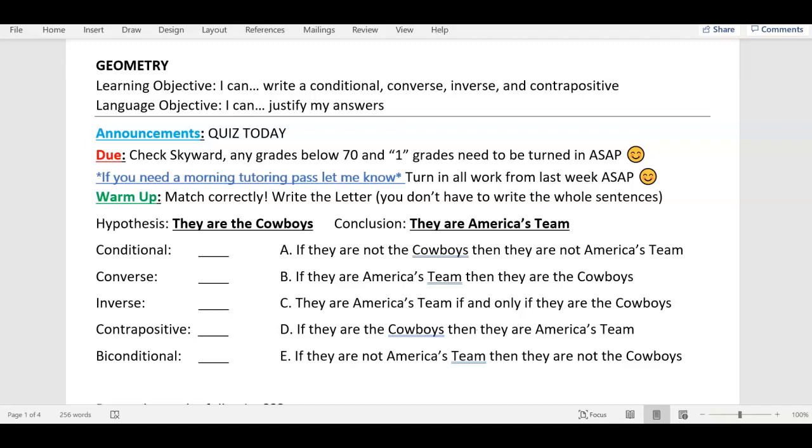All right, so like we said yesterday, we're doing a little quiz today. If you understand this stuff and the last two warm-ups and the stuff from last week, you'll be all right, okay? If this stuff doesn't make sense, if you don't know what a converse, inverse, contrapositive, biconditional are, you want to pay attention, right?